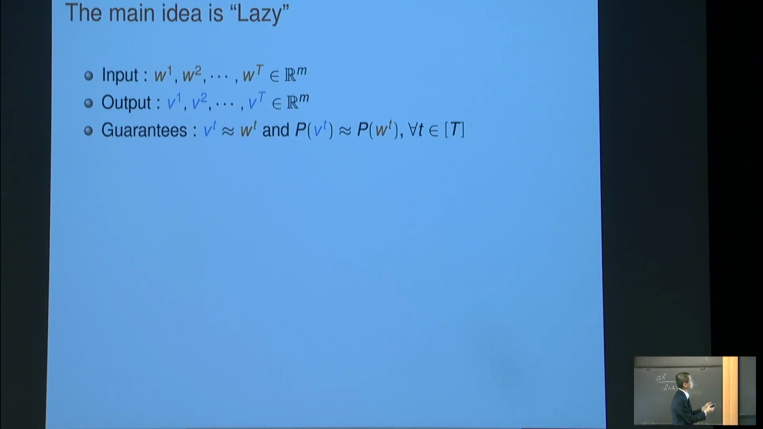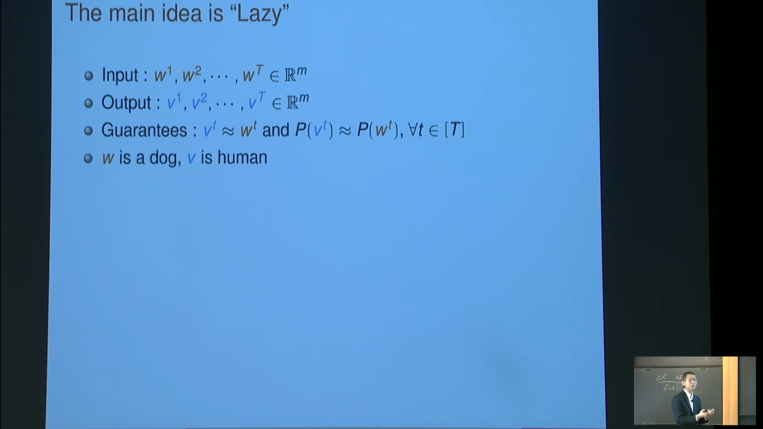Roughly, the idea is the following: I give you a sequence W, and you need to generate a sequence V, and make sure V is roughly close to W, and P of V is roughly close to P of W, and P of V is much cheaper to compute or maintain.